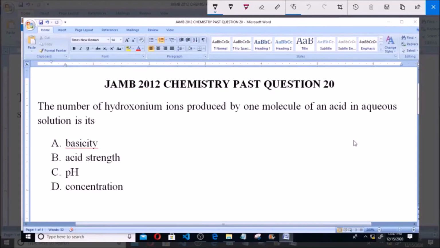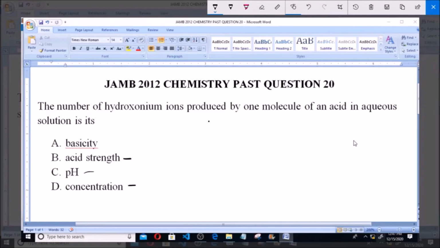Good day and welcome. I'll be answering JAMB 2012 chemistry past question 20. The number of hydronium ions produced by one molecule of an acid in aqueous solution is its: A, basicity; B, acid strength; C, pH; and D, concentration.